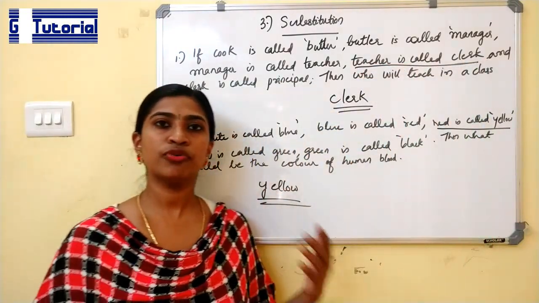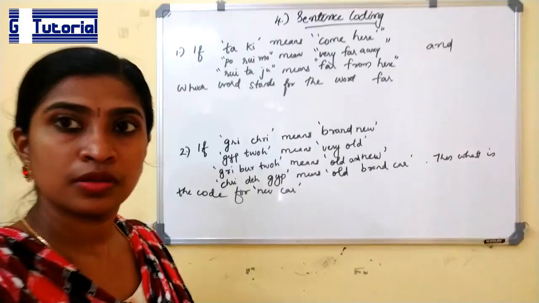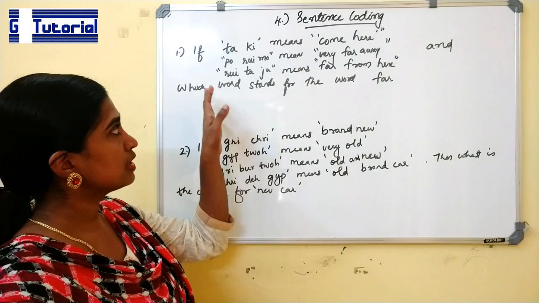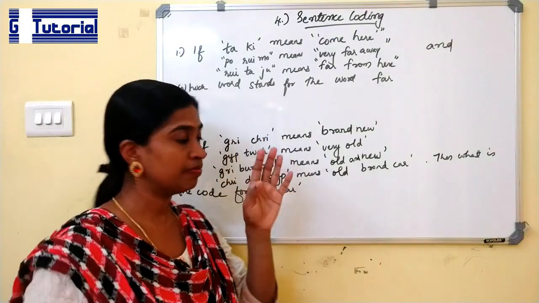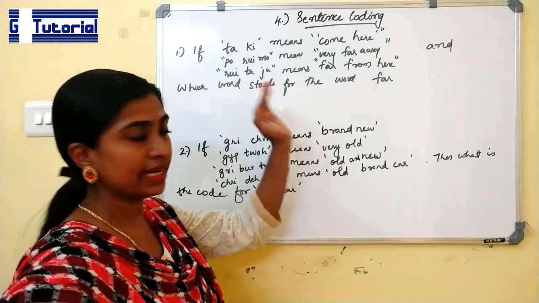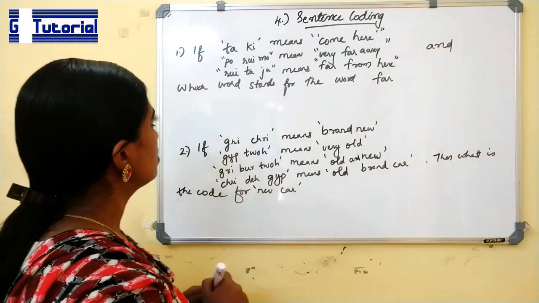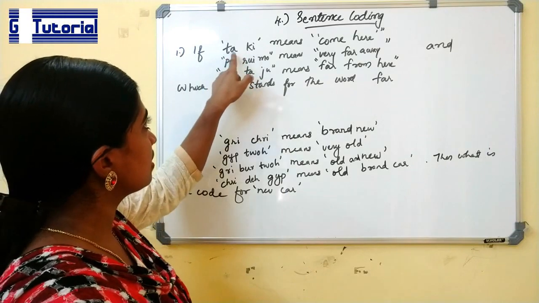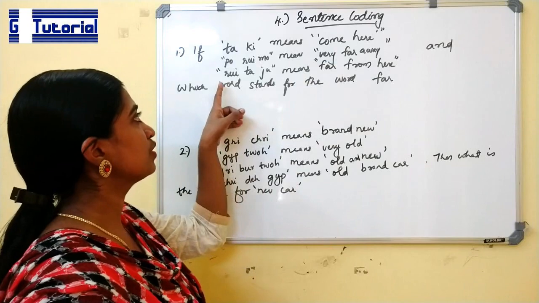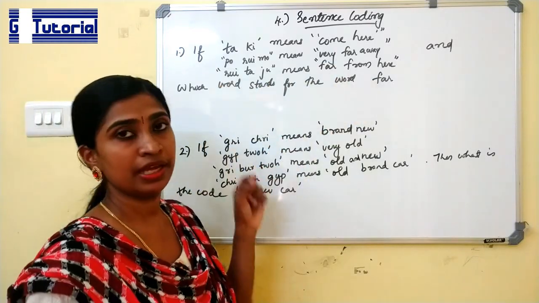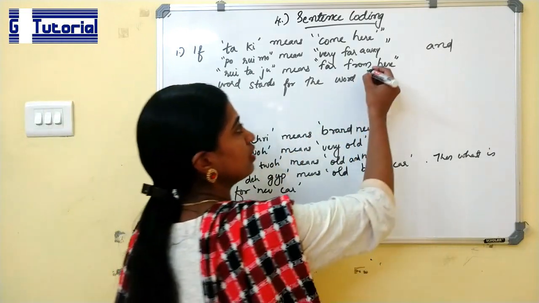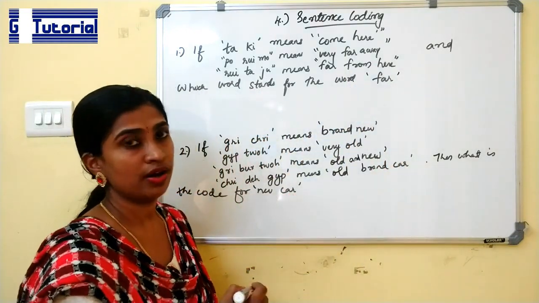Now we can move on to the fourth type of problem. Next type is sentence coding. This is similar to one problem which I have done before. Here we can solve this by comparing and eliminating common words. So if taki means come here, poromo means very far away, ruitaju means far from here, then which word stands for the word far? So we have to find the code for far.